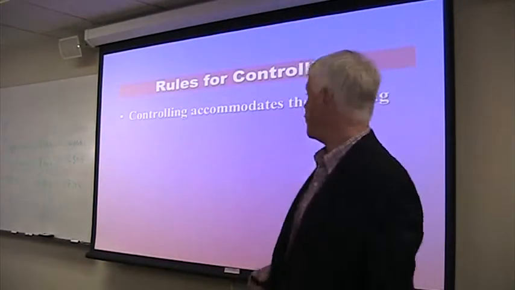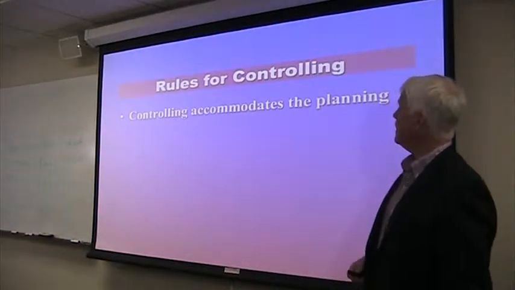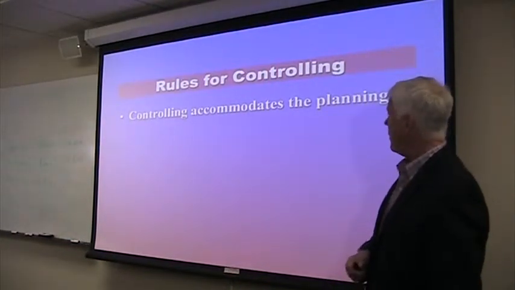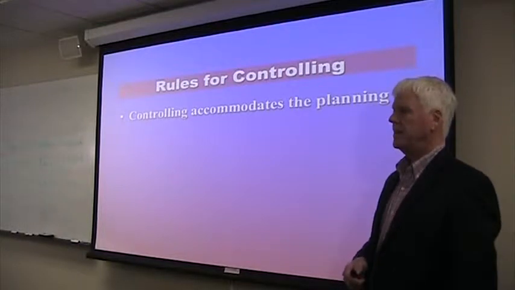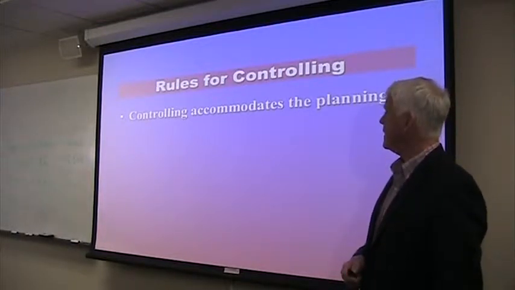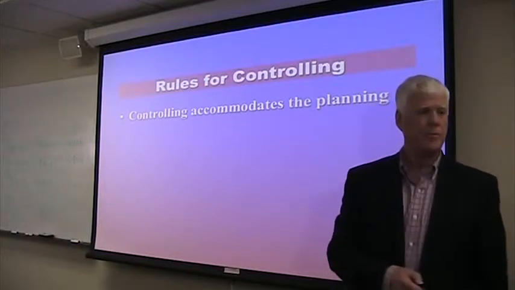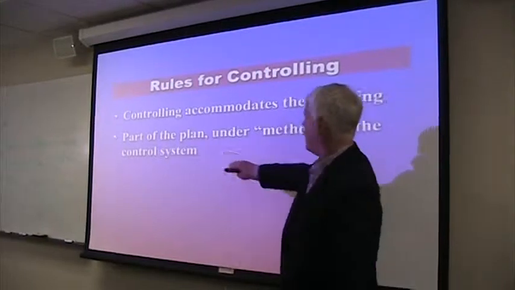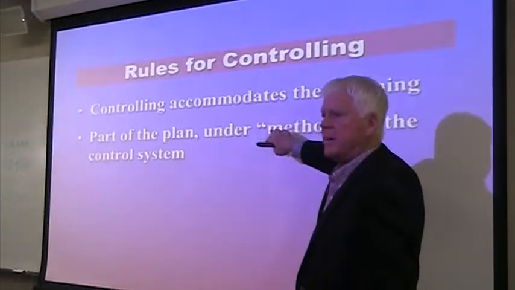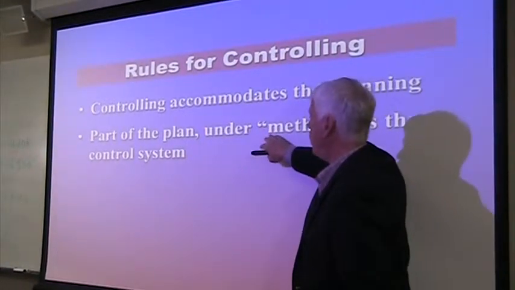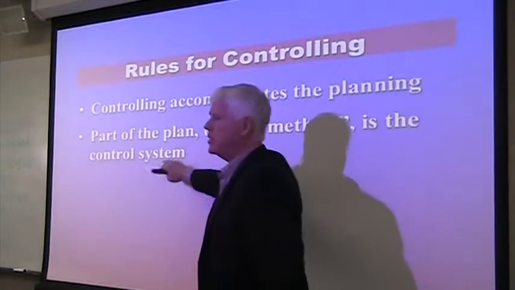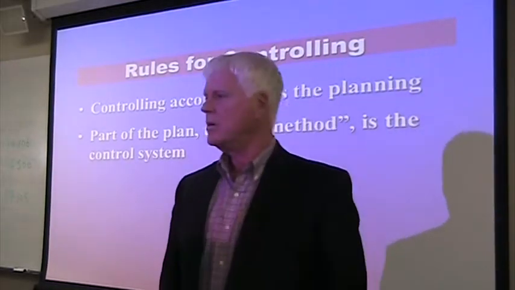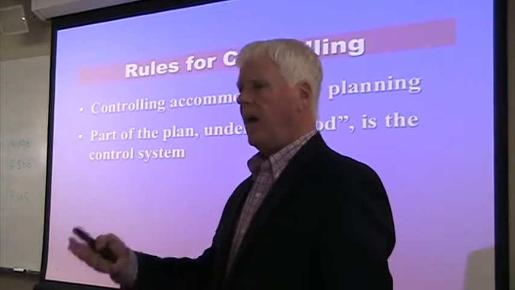So, the rules for controlling. One, controlling accommodates the planning. It fits. Part of the plan under the method is the control system. If we have a plan, we need a method to accomplish that plan, and we're going to use certain control systems. One of the control systems is everyday inventory.